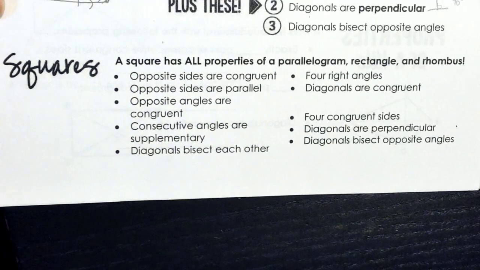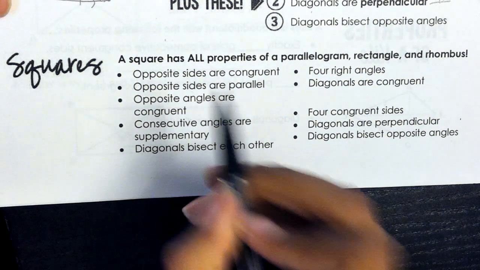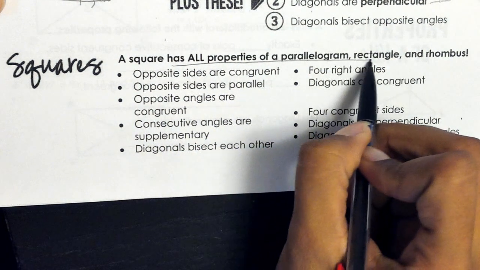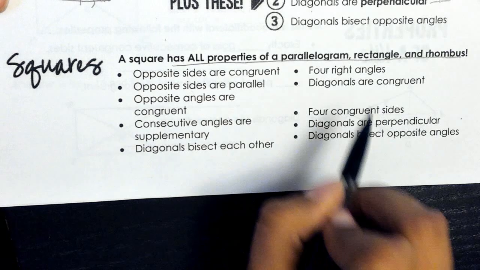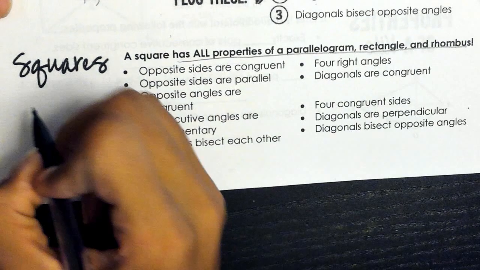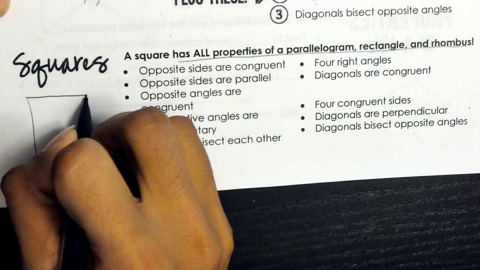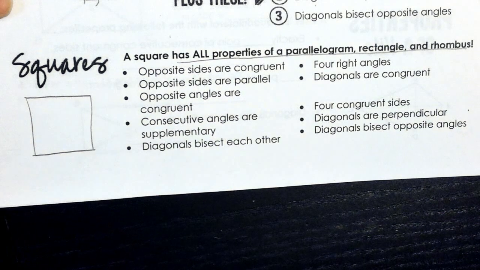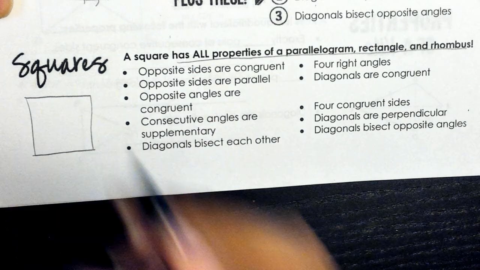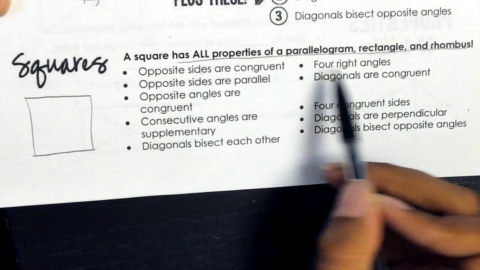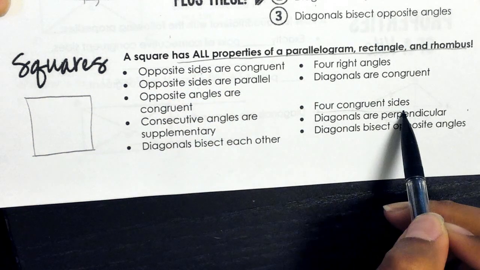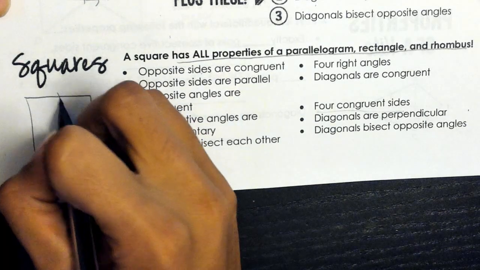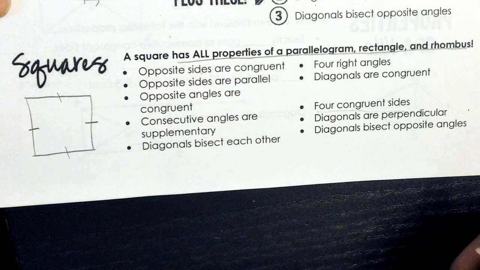Last but not least, we have squares. So a square has all the properties of parallelograms, rectangles, and rhombus. Okay, so all of this is true about it. Let's put it into a picture. So rhombus was tilted. A square is going to sit upright. So opposite sides are congruent, however, all sides are going to be congruent. So we got 1, 1, 1, 1.